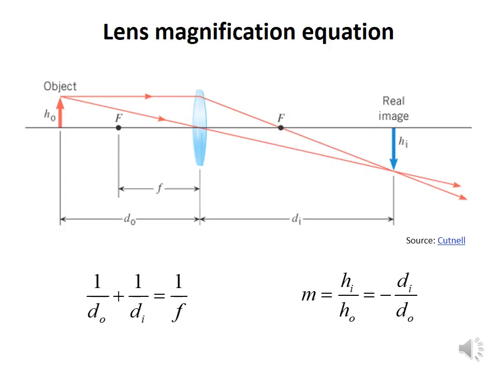The lens magnification equation is identical to the spherical mirror equation. So you use the same equation, 1 over dO plus 1 over di equals 1 over f. And the magnification M is equal to Hi divided by Ho, and equal to minus di over dO.